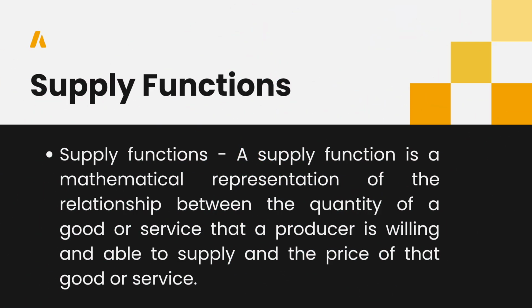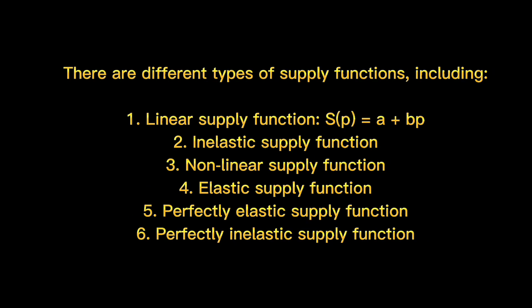Next is the supply function. Supply function is a mathematical relationship that describes how much of a good or service a producer is willing and able to supply at different prices. It is a key concept in microeconomics and is used to analyze the behavior of firms in the market. There are different types of supply functions, including linear supply function, nonlinear supply function, inelastic supply function, elastic supply function, perfectly elastic supply function, and perfectly inelastic supply function.